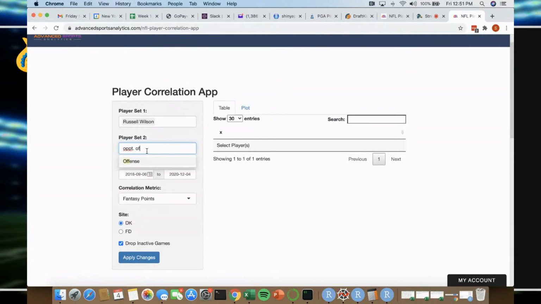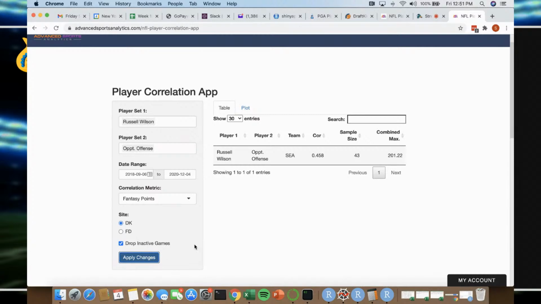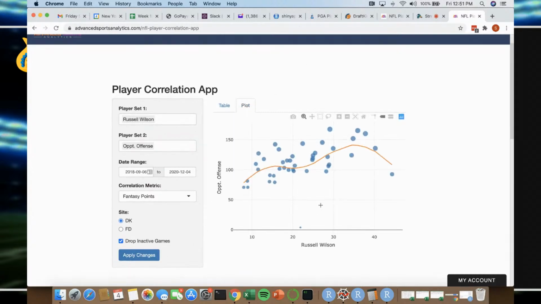So I like going to offense. That is the correlation of Russ versus the combined fantasy points of the entire opposition's offense. As we can see, no player obviously puts up 100 fantasy points, but offenses as a whole against Seattle put up this range of points.